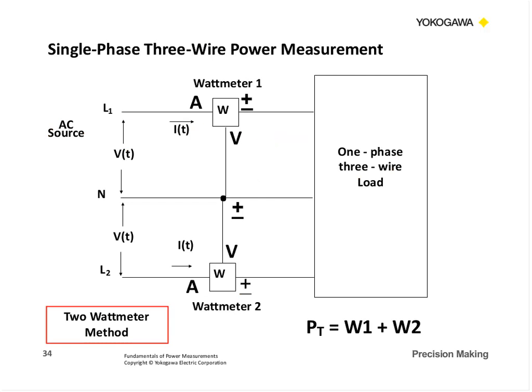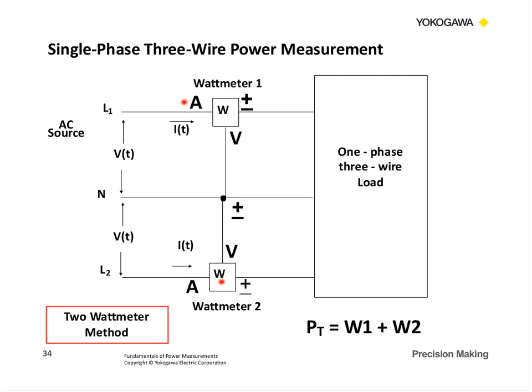Okay, we've made our single-phase two-wire. Let's look at a single-phase three-wire power measurement. This is like our power utility service we might have in our home for the electric ranges, electric dryers, things like that. They're typically marked like a line one, a line two, and a neutral. So we've got two lines feeding the load. We're going to put a wattmeter in each line.